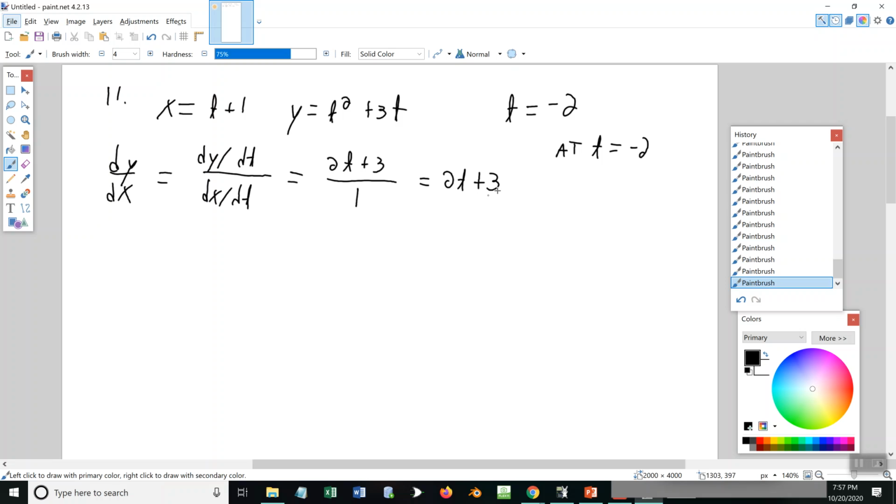So that gives us 2t plus 3. Now remember, the first derivative gives us our slope, doesn't it? So we'll plug our -2 in. 2 times -2 plus 3. 2 times -2 is -4, plus 3 is -1.